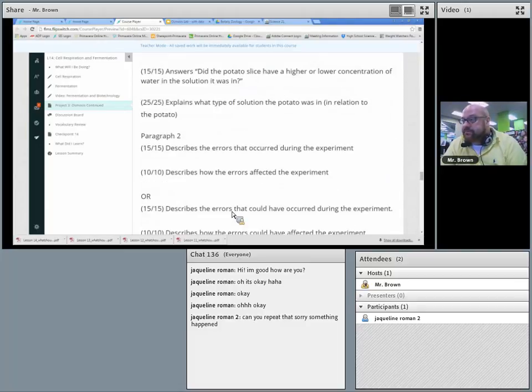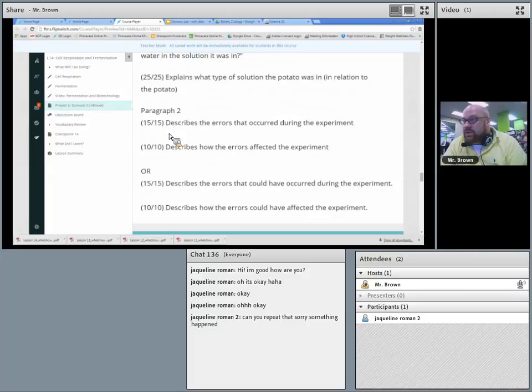For the next portion of your answer, describe errors that occurred and how they affected the experiment. If your experiment went off without a hitch and it was perfect in every way, describe what could have happened. Don't just tell me, I had no errors. Well, great, that's wonderful, but what could have gone wrong? And how would that have affected your results?